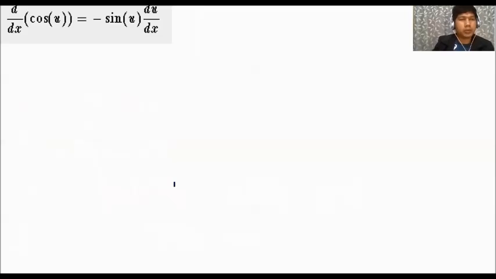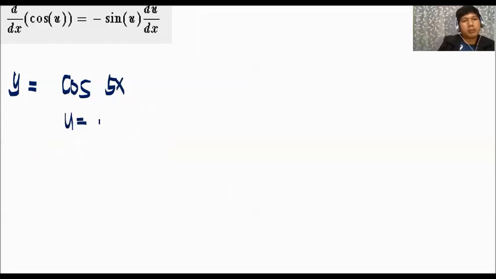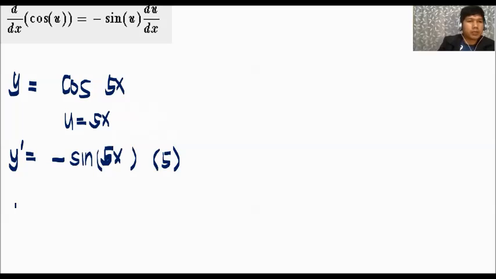The next function is cosine u. The derivative of cosine u is equal to negative sine u, then the derivative of the angle u. For example, y is equal to cosine of 5x. So our u here is equal to 5x. Therefore, our first derivative is negative sine of 5x. Then the derivative of 5x, which is only 5. Our first derivative is simply negative 5 sine of 5x. So let us not forget that the derivative of cosine is negative sine. So there should be a negative sign there.